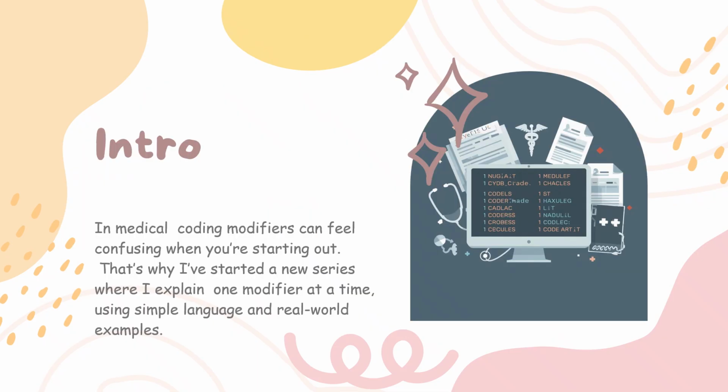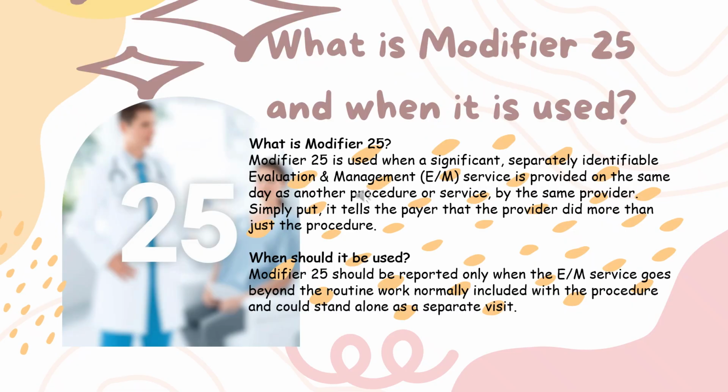In medical coding, modifiers can feel confusing when you are starting out, right? That's why I started a new series where I explain one modifier at a time by using simple language and real-world examples. So stay tuned till the end. Today we are starting with modifier 25. Modifier 25 is one of the most commonly used yet often misunderstood modifiers in medical coding. Let me explain what modifier 25 is and when it is used.